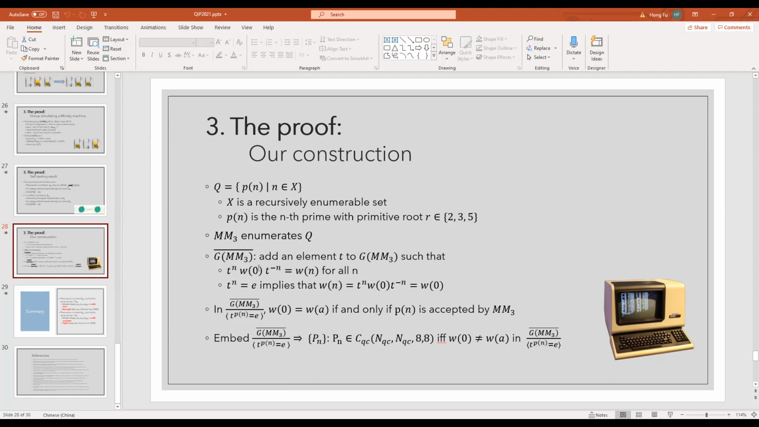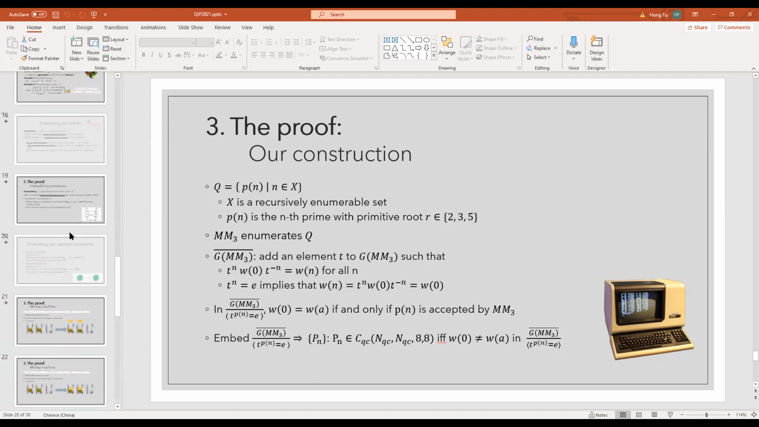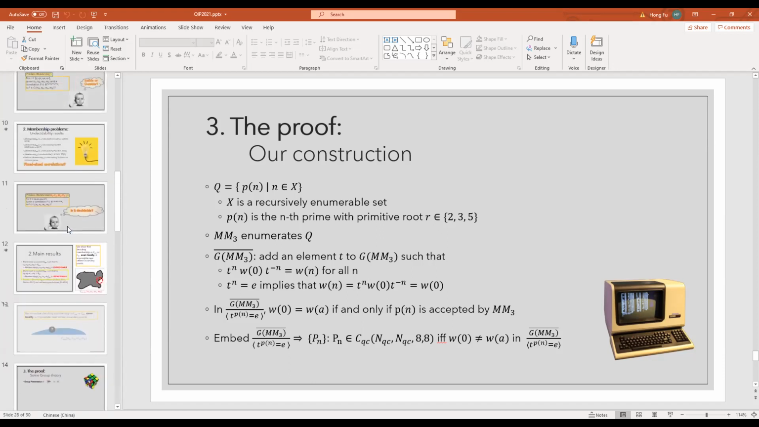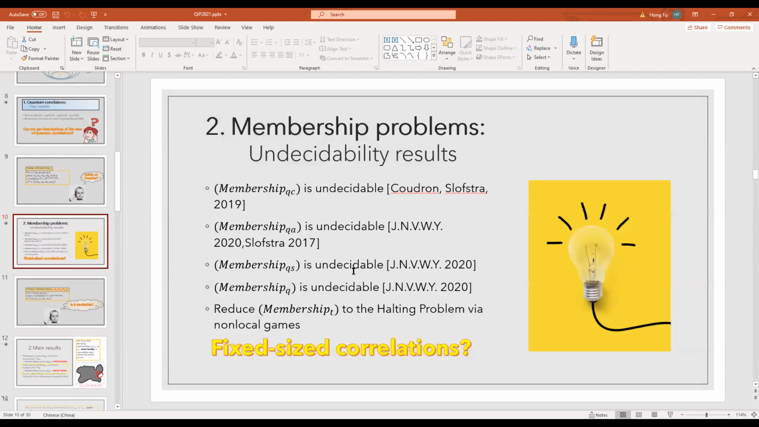Let me go to the slide. I think from the MIP star equals RE paper, we know that the approximate membership problem for CQA, CQS, and CQ are undecidable. And I guess it's RE-complete, something like that. But we don't know what it's like for the CQC case in the approximate case. Yeah, that's my answer.